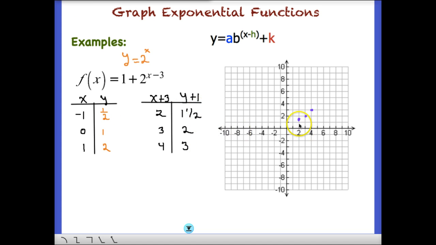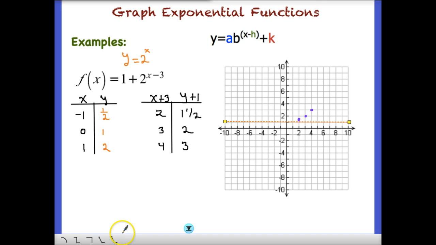Now that we have our points, we can plot those. But very important, before you connect the dots, make sure to put in your asymptote, your horizontal asymptote, which we know has shifted up by 1.